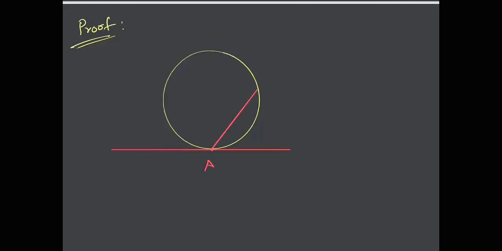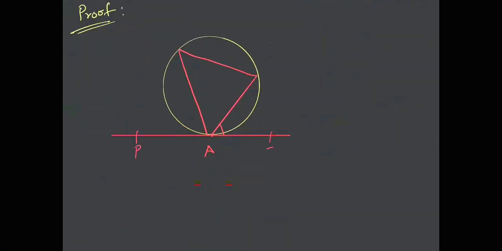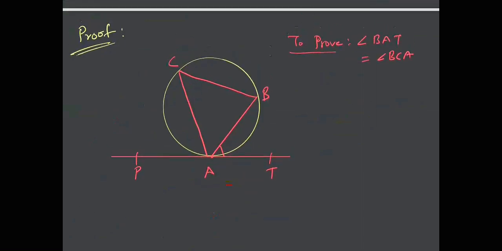Okay, so let us take a circle. So this is the tangent and this is the point of contact, that is A. So this is the chord. This is PT, right? So this is P, this is B, this is C. So you need to prove that angle BAT is equal to angle BCA. This is what you need to prove.